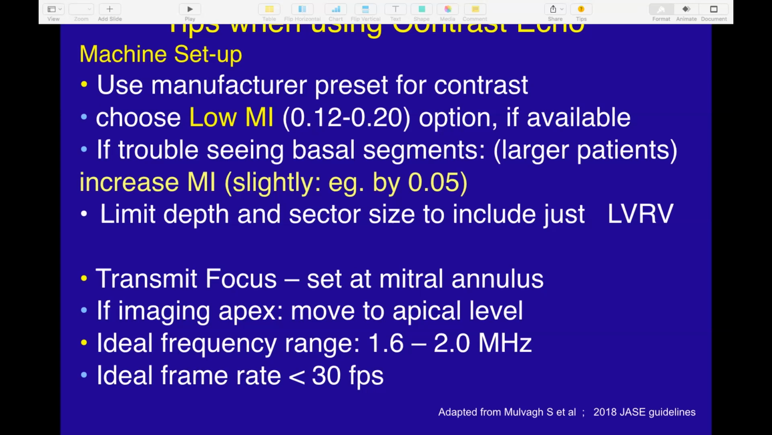Another area where you can be tested is what is the ideal setting for contrast. And typically when you're doing LV opacification, you want to set your transmit focus at the annulus. In some cases, when you're specifically imaging the apex, you can definitely move to the apical level. Here are typically the ideal frequency ranges and frames that you need to be using.